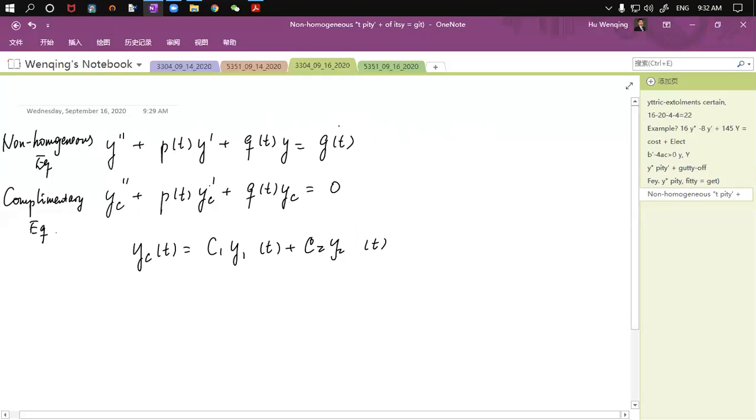Is that good for everybody? Okay, so that's called the complementary equation. Now, with that complementary equation at hand, you're going to check that the Wronskian W of y1 and y2 is non-zero, just to make sure you really have these two complementary equations.